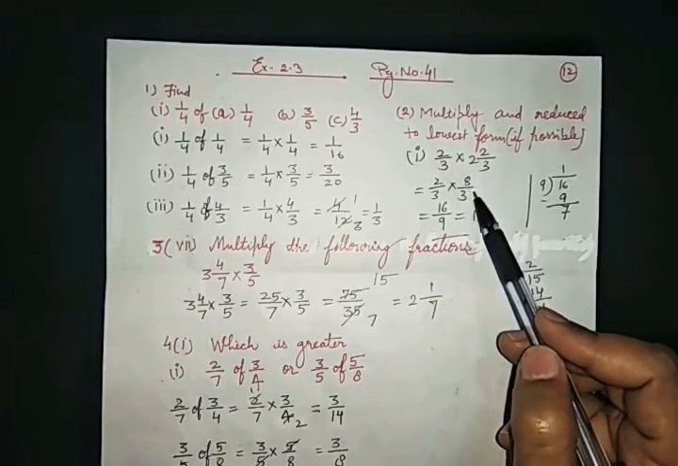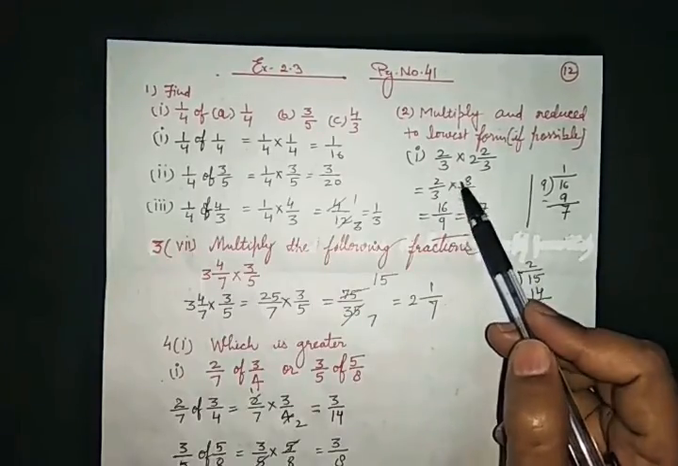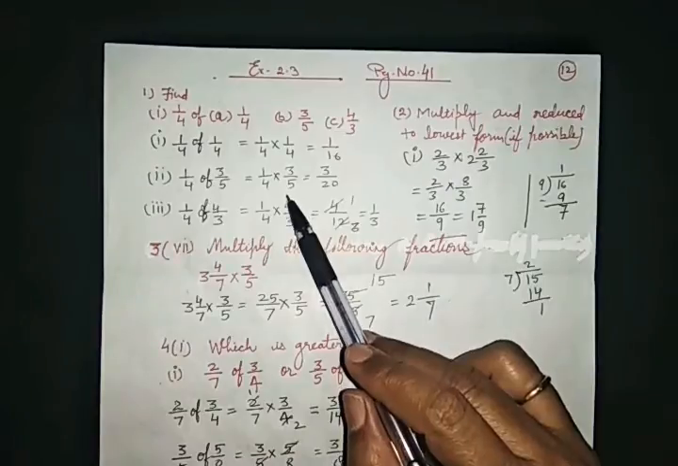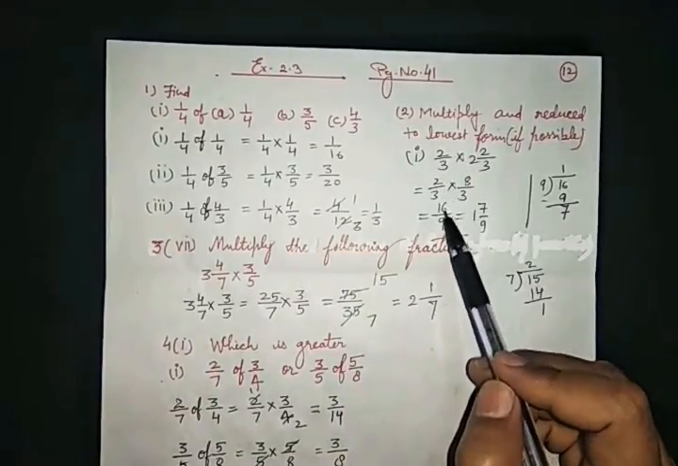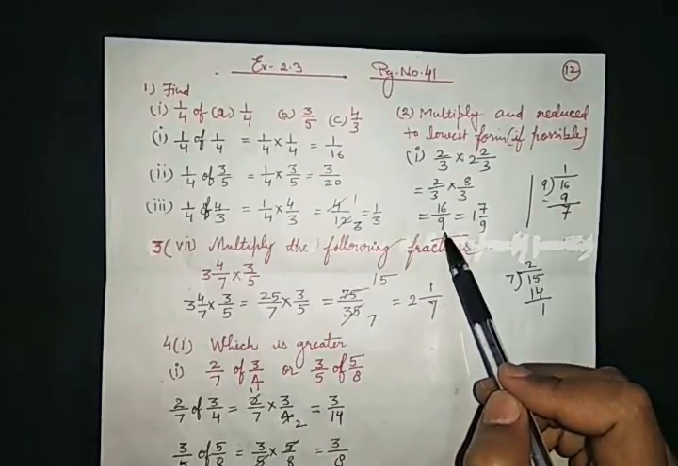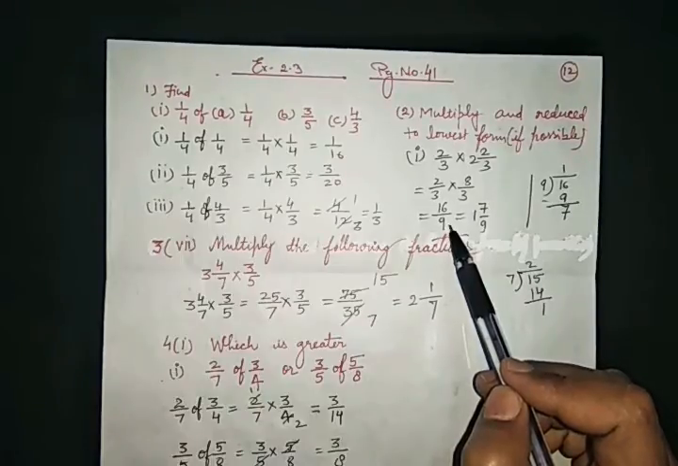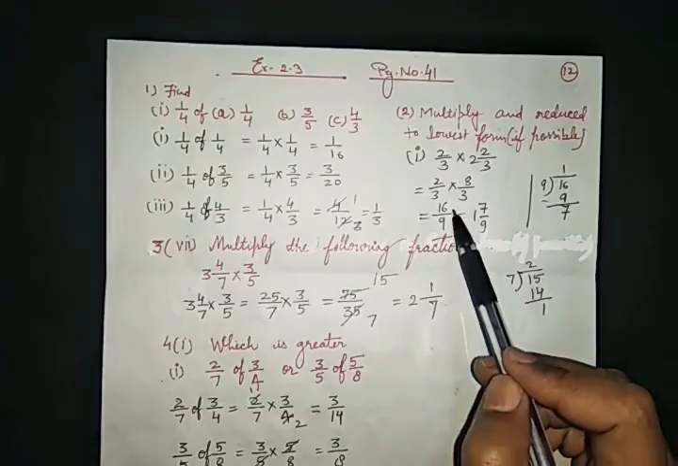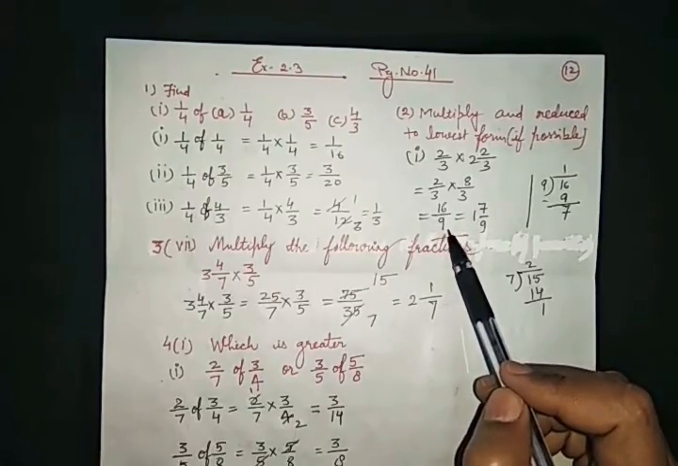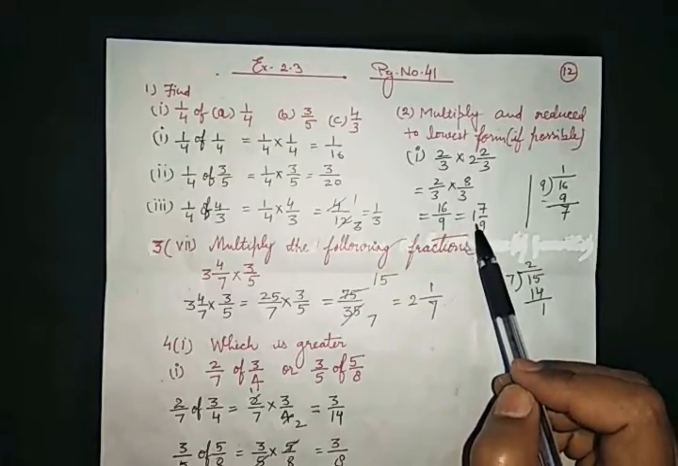8 upon 3. Now again you will multiply just like this, all parts. 2 into 8, 16. 3 into 3, 9. Now we will see whether it is in reducible form or irreducible form. So I think it is clear. It is irreducible. So what do we have to do now? We have to convert into a mixed fraction.